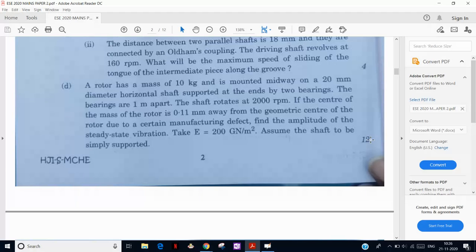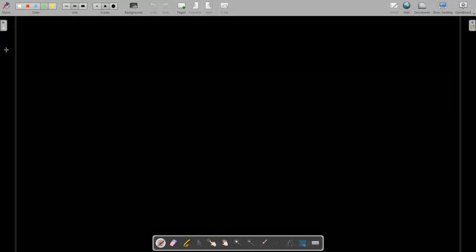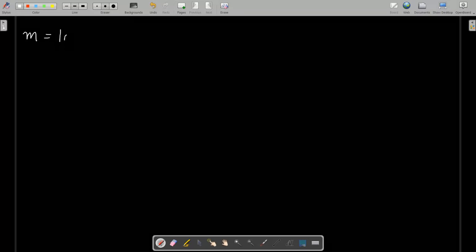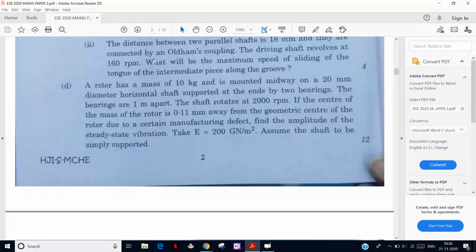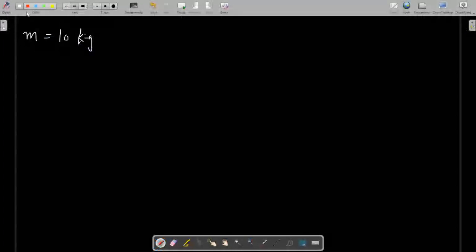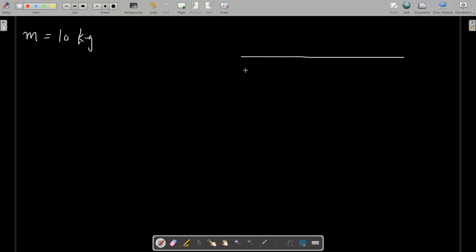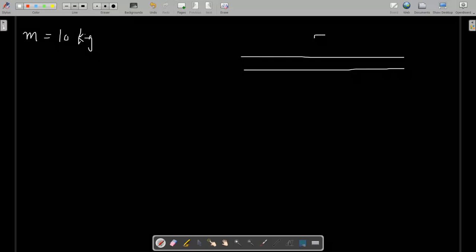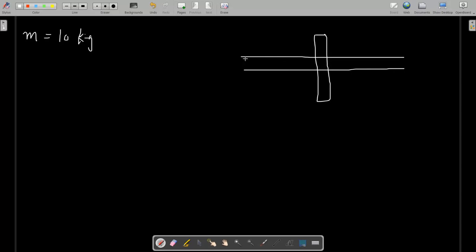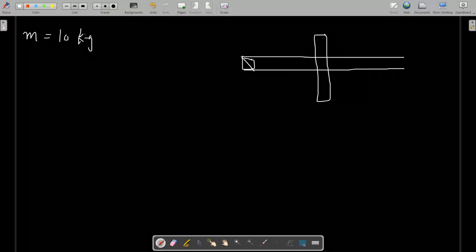Okay, so first let me read out the data. A rotor has a mass of 10 kg. So here I am writing the given data simultaneously, that the rotor mass is 10 kg. And it is mounted midway on a 20 mm diameter horizontal shaft supported at the ends by two bearings. So that means it is a single rotor system. So this is like a shaft, and there is one rotor placed over here, and this shaft is supported by bearings at the two ends like this.